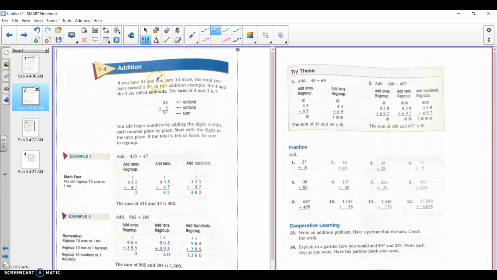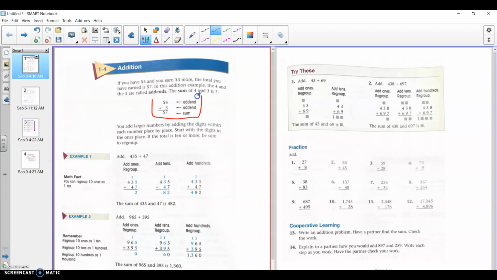If you have $4 and you earn $3 more, the total you have earned is obviously $7. 4 plus 3. In this addition example, the 4 and the 3 are called add-ins. The sum of 4 and 3 is 7. So sum is the answer, and add-ins are the two numbers that you're adding up. And there's a good picture of them right here in the red box that I'm drawing.